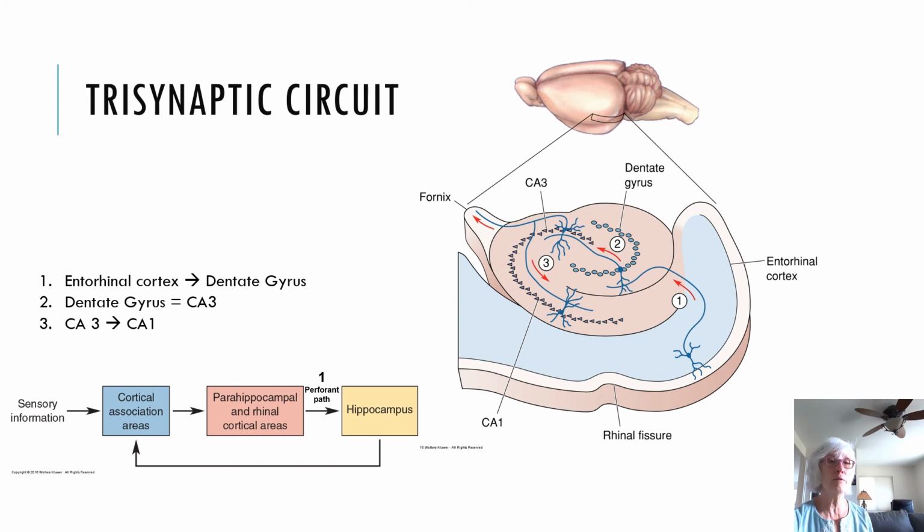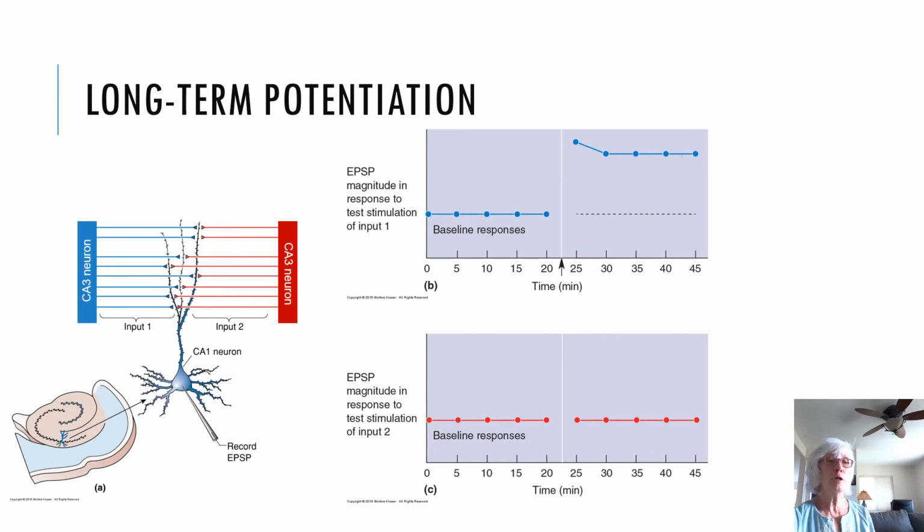One branch of that neuron will go to the fornix, and the second branch is called the Schaefer collateral, and that Schaefer collateral will synapse on the third neuron in the trisynaptic circuit, and that is called a CA1 neuron. So the CA1 neuron is sort of at the terminus of this trisynaptic circuit.